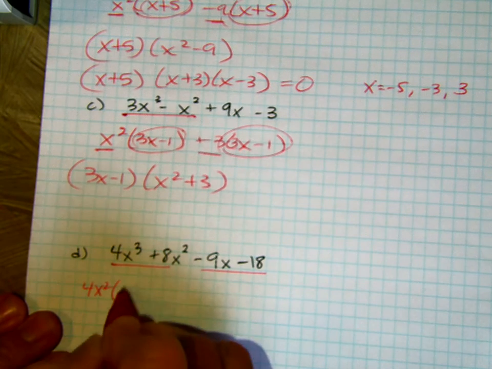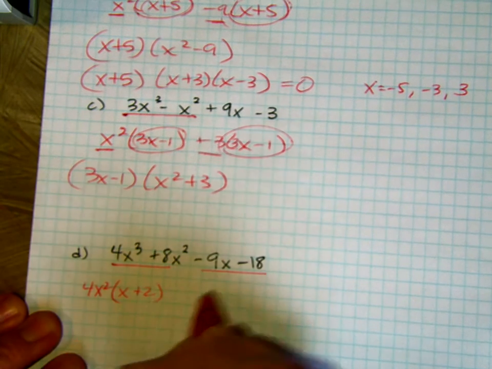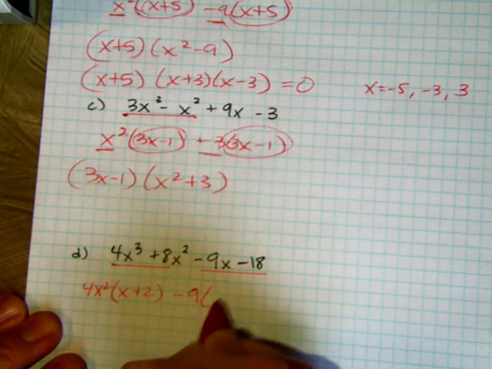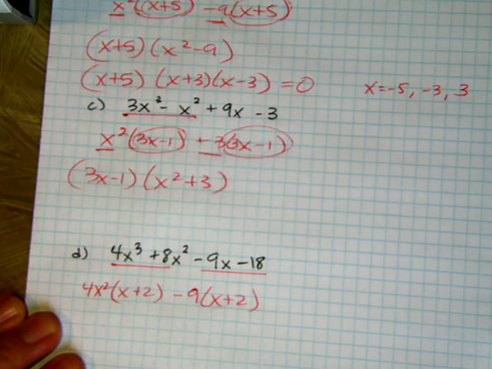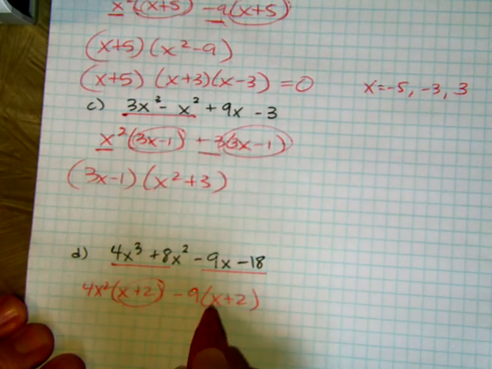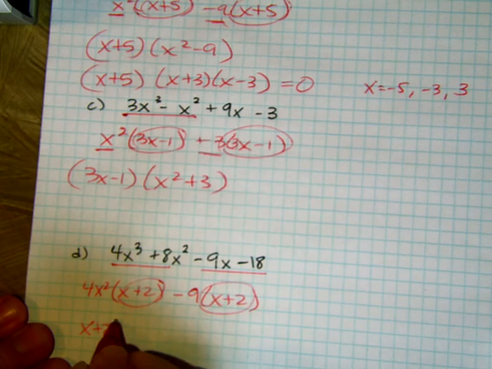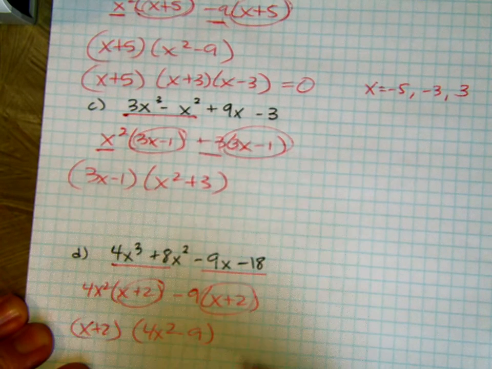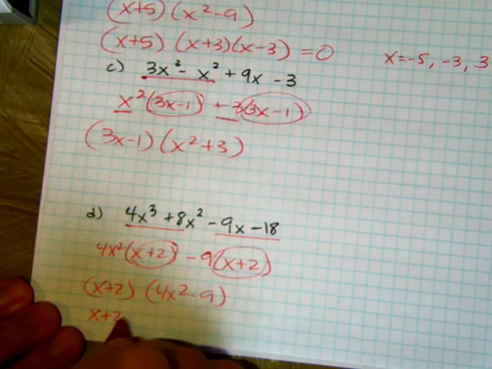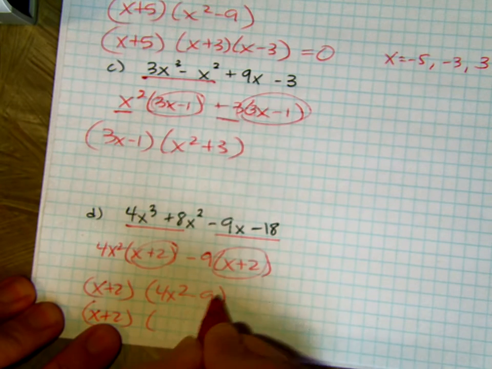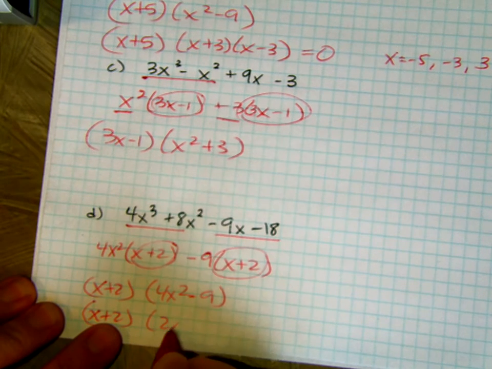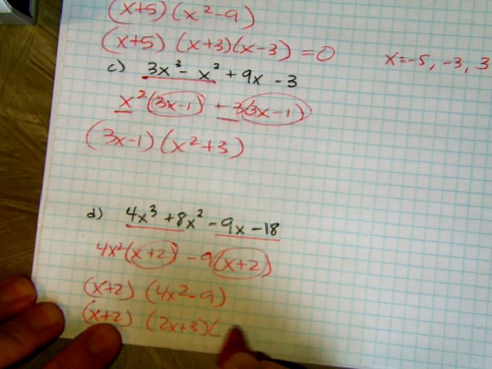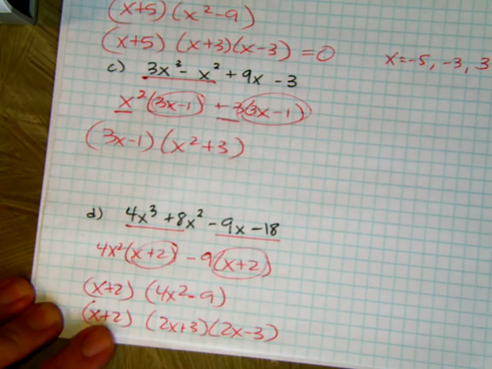4x squared gives me an x plus 2. And I'm going to pull out a 9, negative 9. And get an x plus 2. This can come out front. And then I get a 4x squared minus 9. And if you're sharp, you can see that this becomes an x plus 2, and these are perfect squares. 2x plus 3, 2x minus 3.